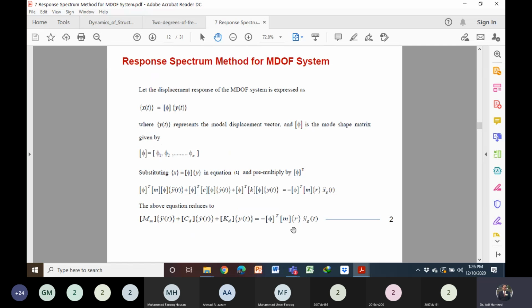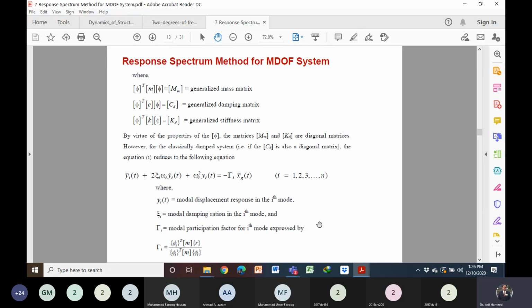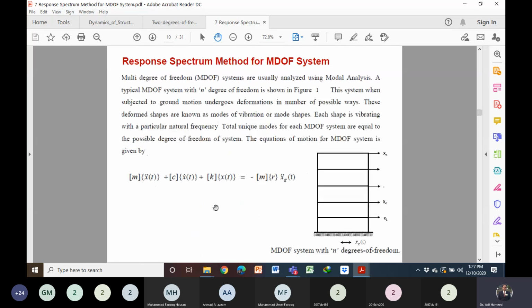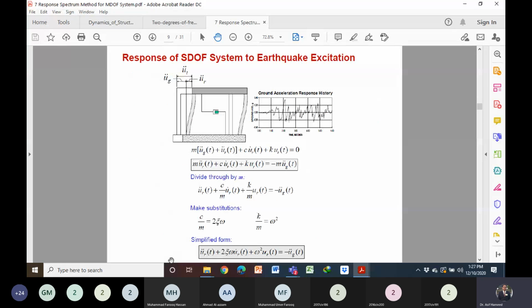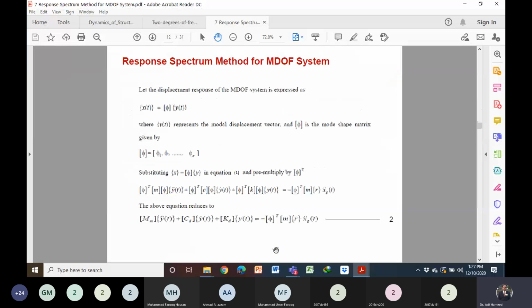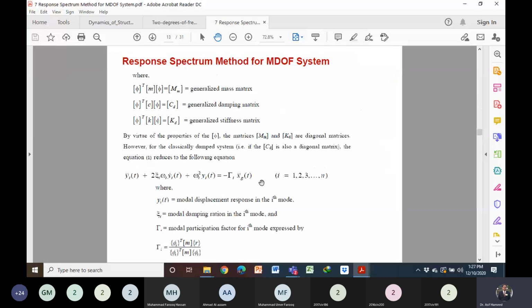So the modal participation factor is multiplied by the ground acceleration. So we have this general equation, and again, it's comparable with this equation. This is for the single degree of freedom system. This is for the multi-degree of freedom system. Almost similar. We have the acceleration vector, velocity vector, and this is a displacement vector multiplied by 2 times zeta omega n, and here omega ni square. Okay.